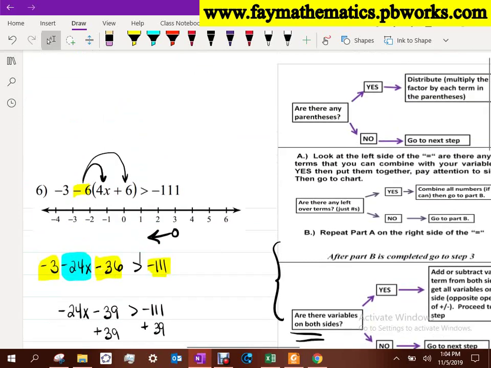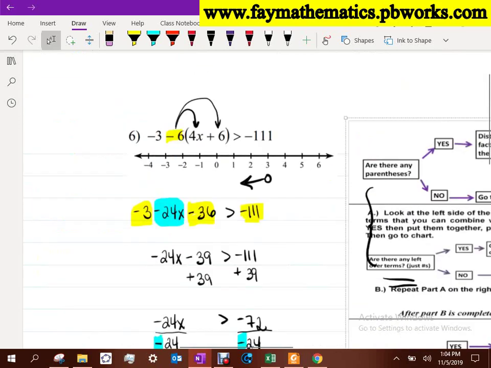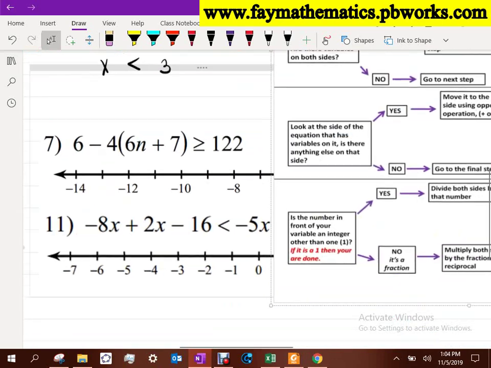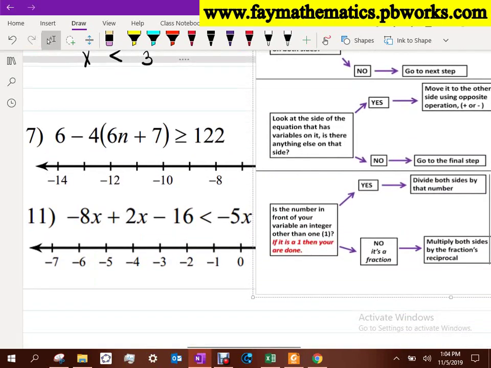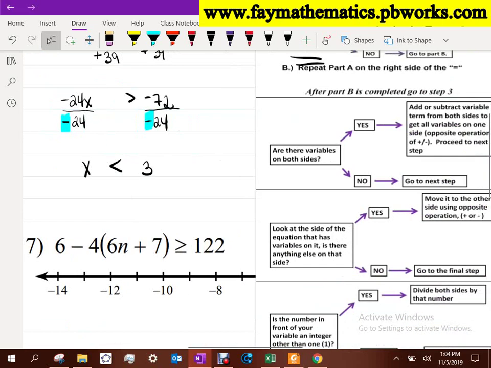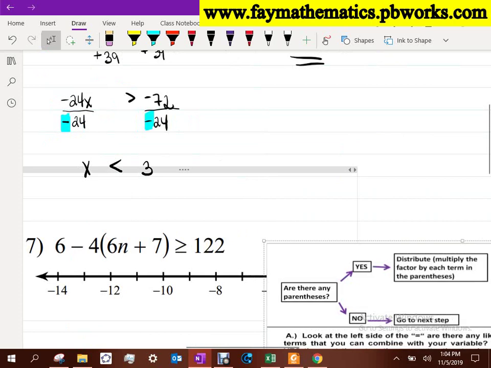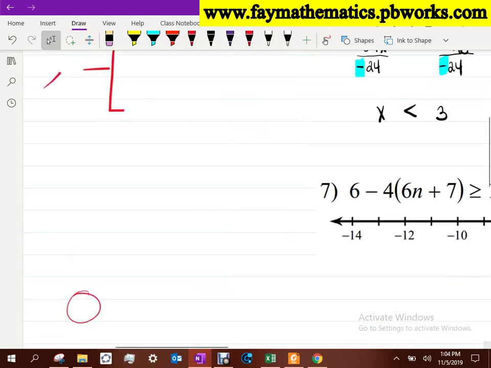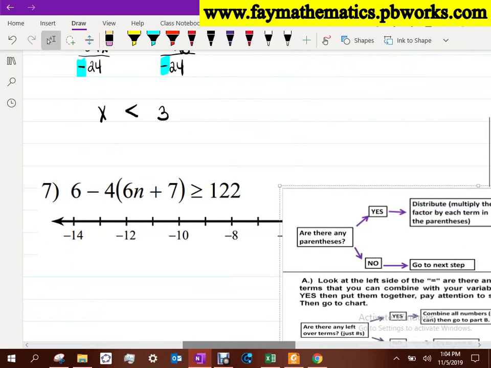So let's take. See here, where'd it go? All right, so let's give number 7 here a shot.